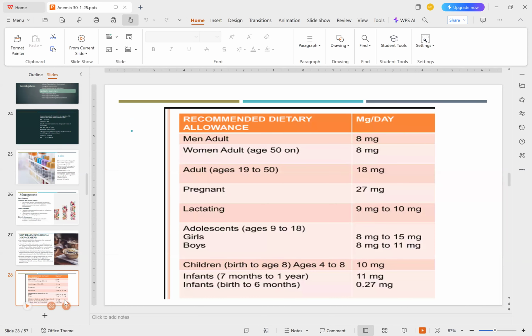Recommended dietary allowance: adult men 8 milligram, adult women 18 milligram at age 19 to 50, pregnant women 27 milligram, lactating mothers 9 to 10 milligram, adolescents age 9 to 18, 8 to 15 milligram, children age 4 to 8, 10 milligram, infants 7 months to 1 year 11 milligram, infants birth to 6 months 0.27 milligram.